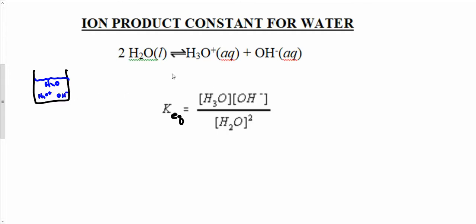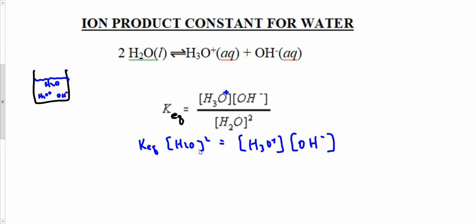Now, if I was to write the Keq for this reaction, it's products over reactants. Coefficients, 1 and 1, become exponents, 1 and 1, 2, 2. I'm going to swing this guy over. Keq times [H2O] squared is equal to [H3O+]. This guy lost a plus sign along the way. And [OH-].